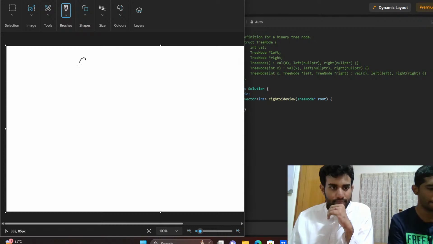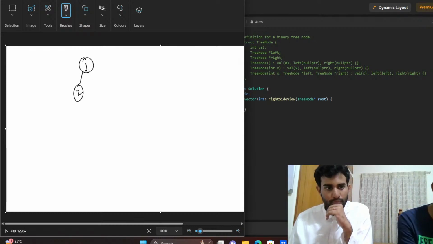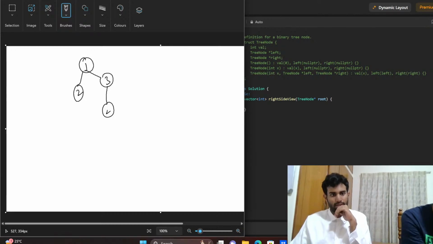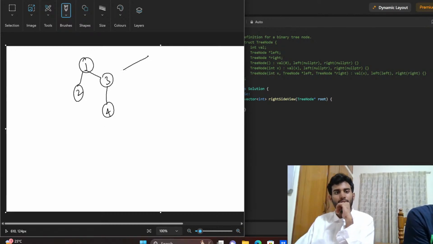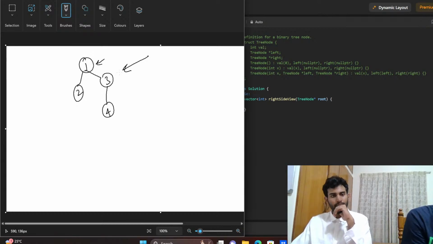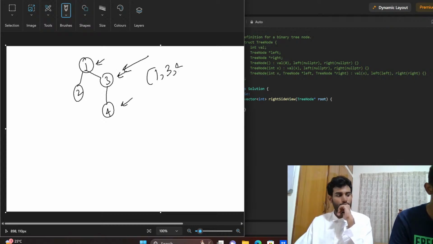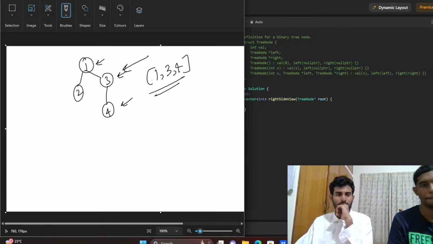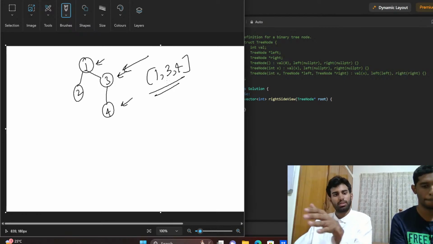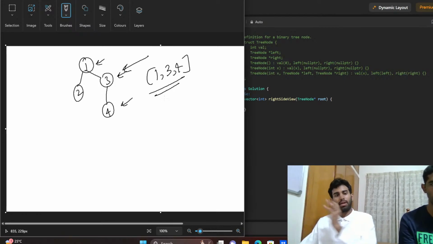Let's say we have a tree, and let's say this is one, this is two, this is three. Let's say you have four here. If you look at it from the right side, so what exactly happens? You see node 1, you see node 3, and you see node 4. So 1, 3, 4 essentially are part of your output because these are the nodes that you can see while looking at the tree from the right side.